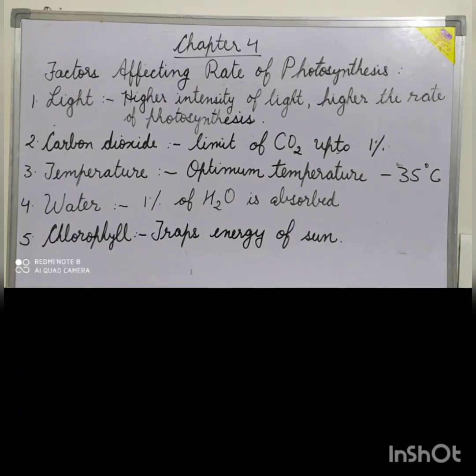Second factor, carbon dioxide. The rate of photosynthesis increases with the increase in concentration of carbon dioxide up to 1%. Beyond this, the plant will not take in any more carbon dioxide. All the land plants get the carbon dioxide from the air, and the aquatic plants get carbon dioxide from water.